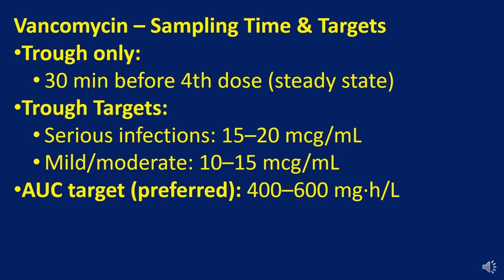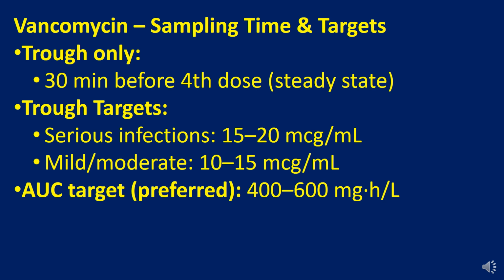Next we will look at its rationale for monitoring. Vancomycin is used to treat serious gram-positive infections including MRSA. Trough-based monitoring is used to maintain effective drug levels and minimize nephrotoxicity. Regarding sampling timing, only trough levels are routinely measured. Peak levels are no longer recommended. The sample should be drawn within 30 minutes prior to the fourth dose, that is a steady-state trough.